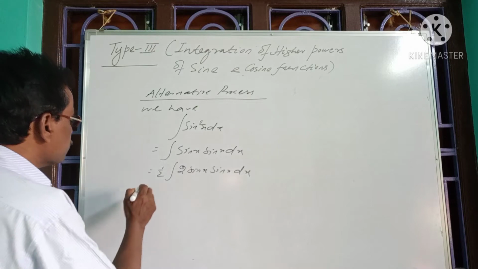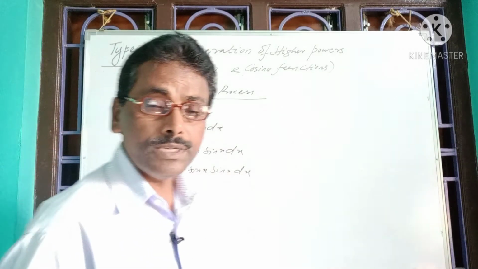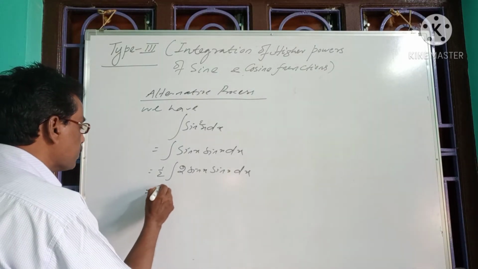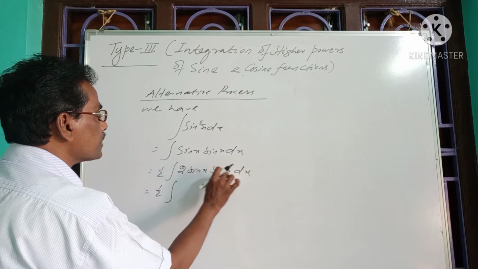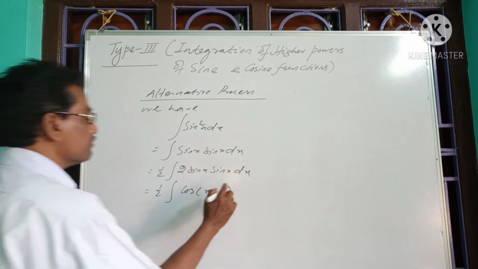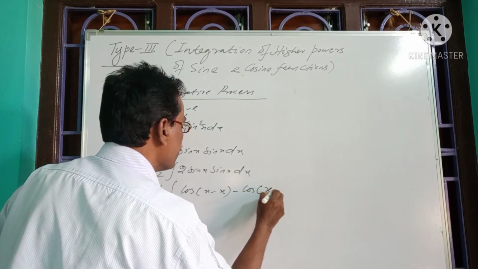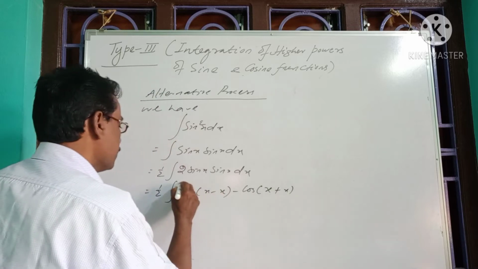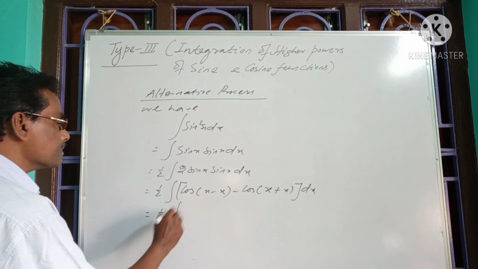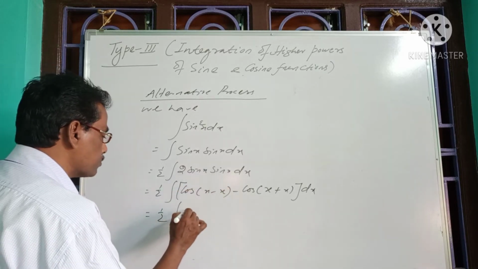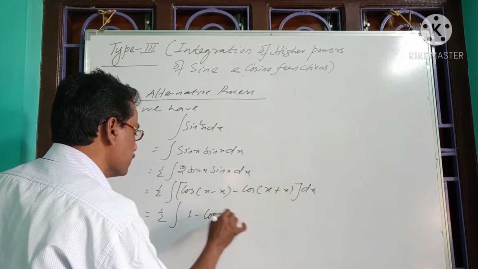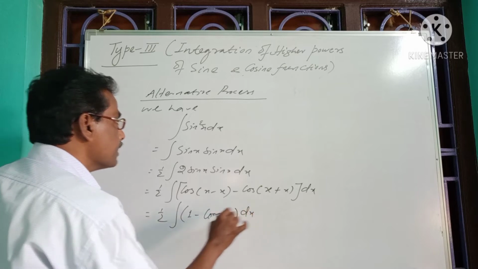But 2 sin a into sin b is equal to cos of a minus b minus cos of a plus b. Using that formula, we may write the integration of 2 sin a sin b as cos of a minus b, that is x minus x, minus cos of a plus b, that is x plus x, whole integration with respect to x. Simplifying, we have half into the integration of, this is cos 0, but cos 0 is equal to 1, so we get 1 minus cos of 2x, since x plus x is 2x.